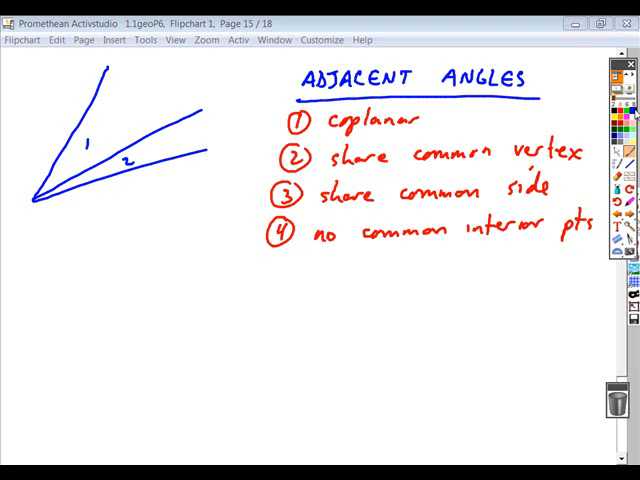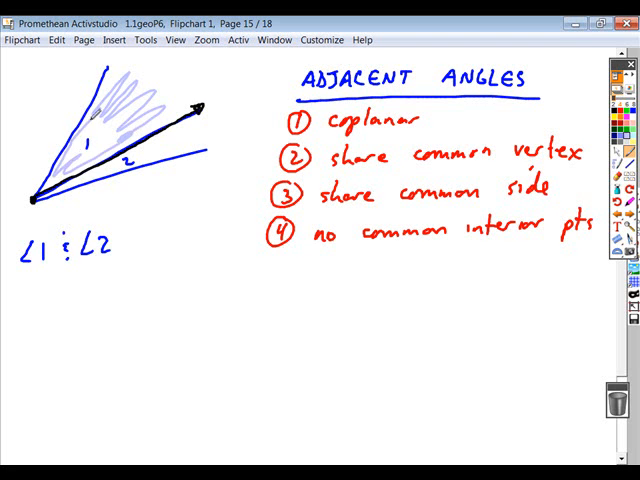So if we look at these two angles, 1 and 2, they're coplanar. They both exist in the flat surface up there on the wall. They share a common vertex right here. They share this common side as well. Here's the interior of angle 1, and here's the interior of angle 2. There's no overlap, so it fits all four of these conditions. So angles 1 and 2 are considered adjacent angles.